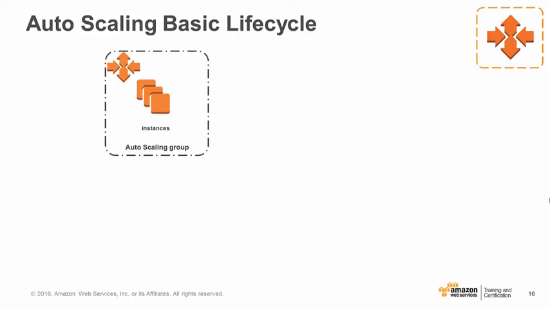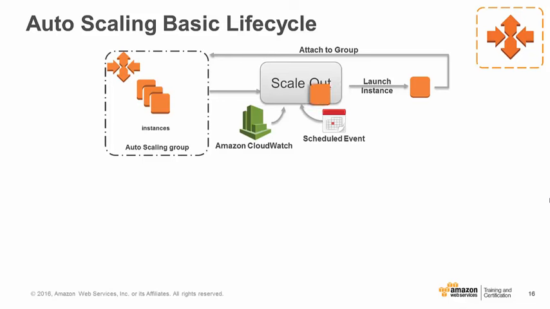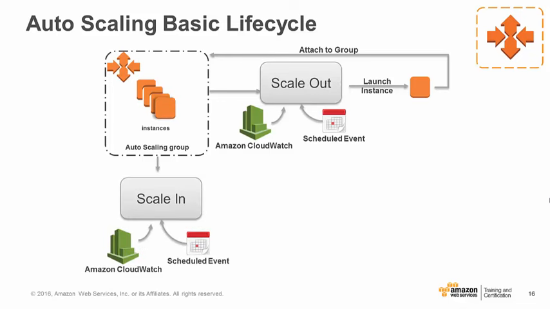This scaling group has a desired capacity of 3 instances. A CloudWatch alarm triggers a scaling event, and policies scale the group at a specific date and time. The scaling policy launches an instance and attaches it to the auto-scaling group. A health check fails and triggers an alarm similar to scaling out, and the instance is then detached from the auto-scaling group.